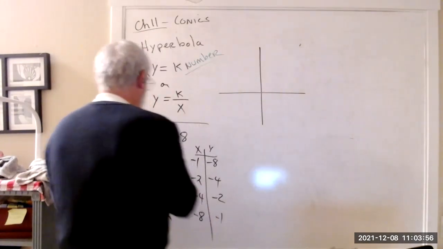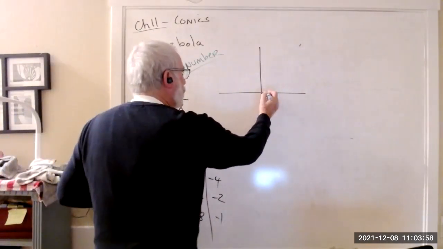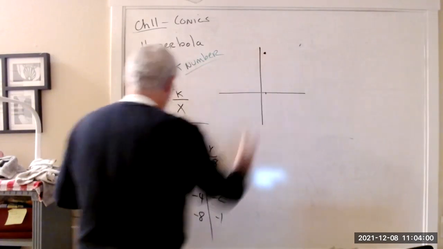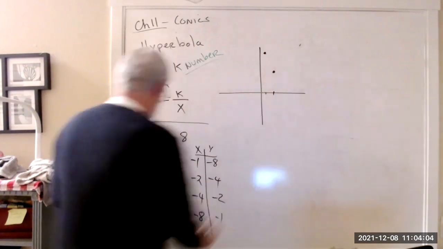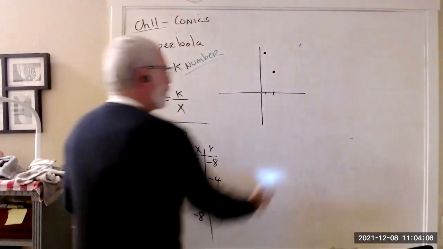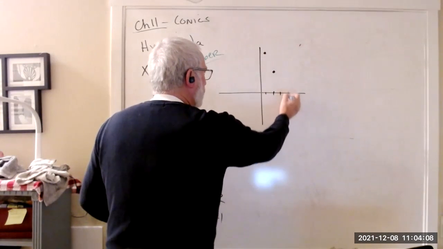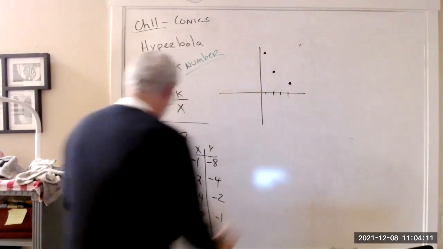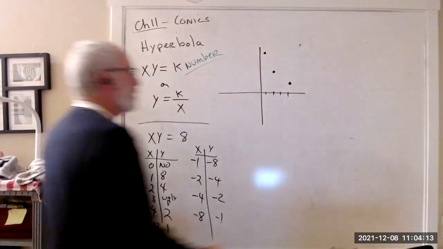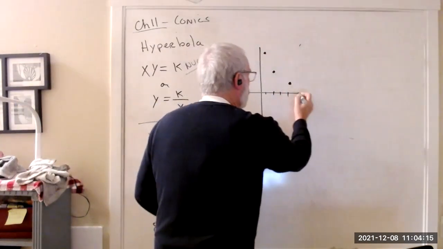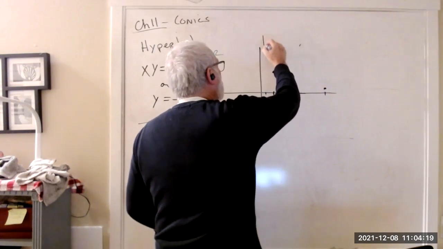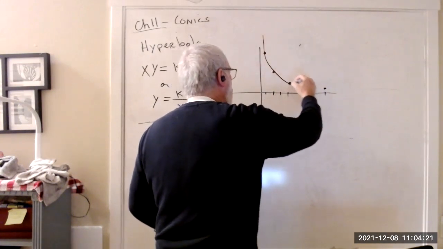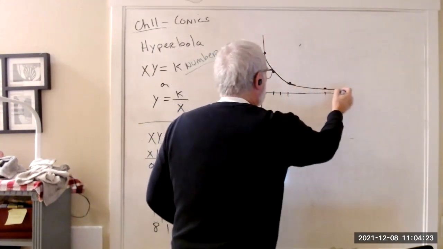we said x got to be 0. X is 1, y is 8. X is 2, y is 4. X is 4, well, it wasn't 3, it was 4, y is 2. X is 8, y is 1. This branch of the hyperbola looks something like this.